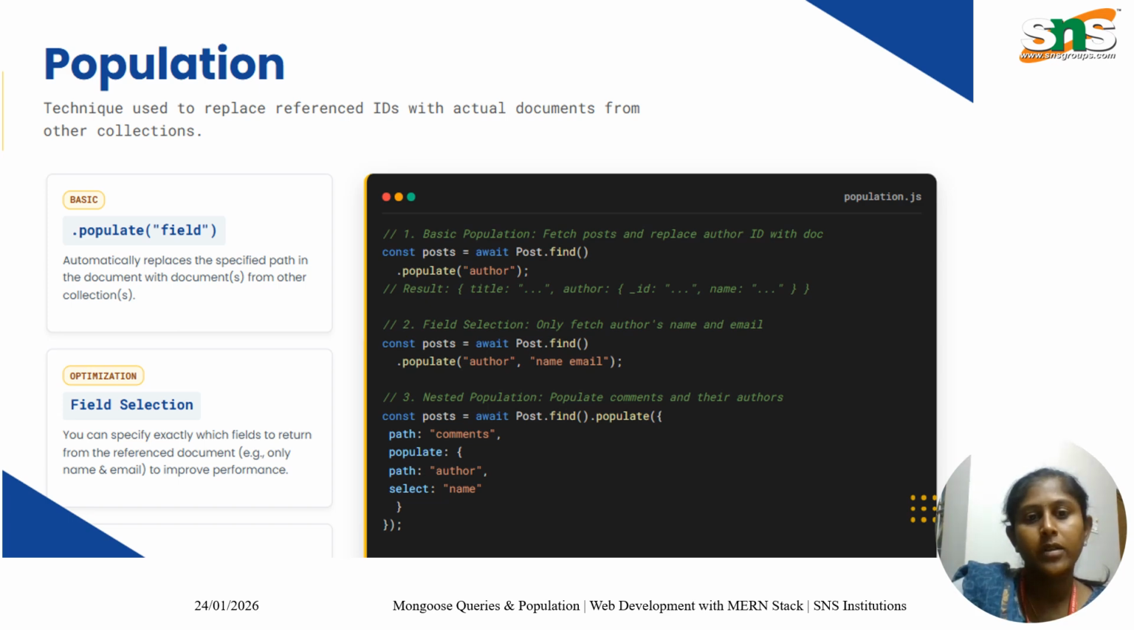Now that we have references, we need a way to actually retrieve related data. This is where population comes in. Population is a Mongoose feature that replaces referenced object IDs with actual documents. For example, if a post has an author field storing a user ID, calling populate on author will look up the corresponding user document and replace the ID with full user details. So instead of just seeing author 12345, we get the author's name, email, and so on. This effectively simulates join operations, but in a way that fits MongoDB's document model.